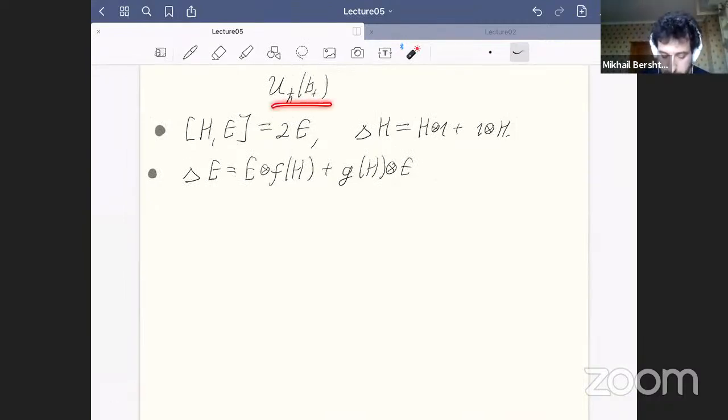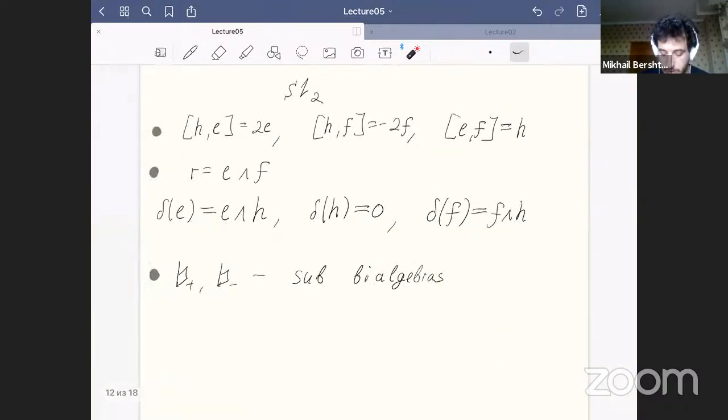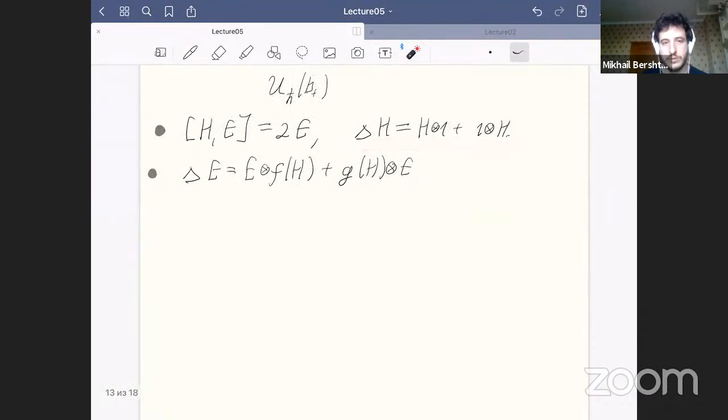We want to quantize B plus. I will use capital letters for the generators of the quantization. And as the algebra, I want to keep B plus the same: the commutator of H and E is just equal to 2E. And for coproducts, I want to keep the coproduct of H the same, because delta, which is a deformation of the coproduct for H, is 0. So it's natural to keep the coproduct the same. But delta for E should be changed.